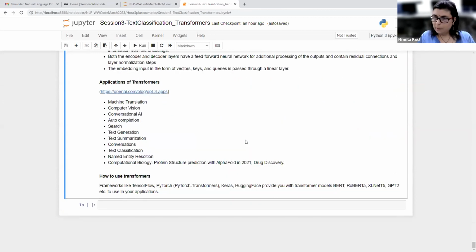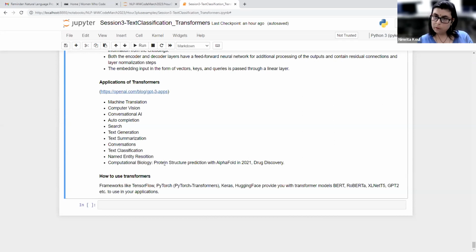All right, so what are the applications? The applications are in machine translation, computer vision, conversational AI, autocomplete, question answering, search, text generation, summarization. It has huge applications in computational biology also, where they are using it to predict the protein structures and for drug discovery.